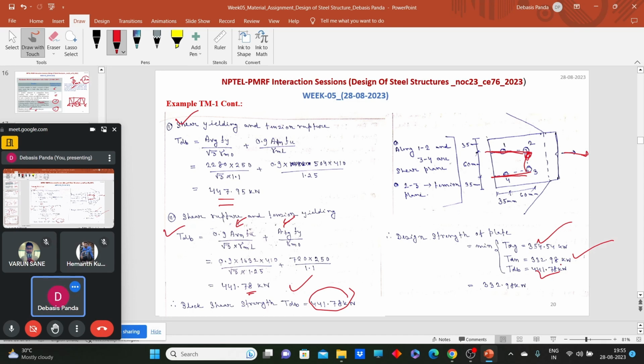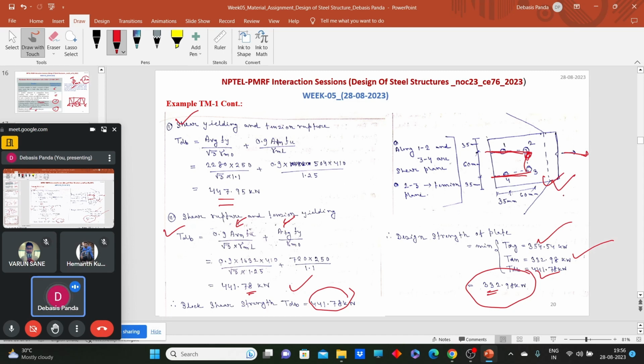So what should be the design strength for this connection or for this plate? It will be the minimum of these three. So what is the value? This is the design strength due to rupture value. So this amount of load this tension member can carry safely. Clear? How we can find out the design strength for a plate section.